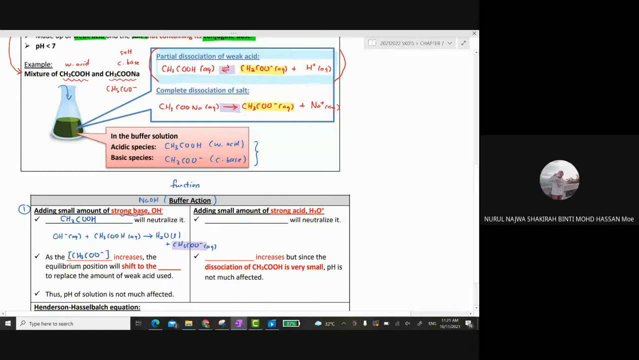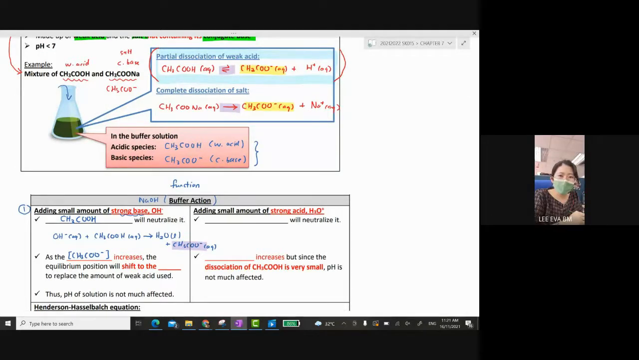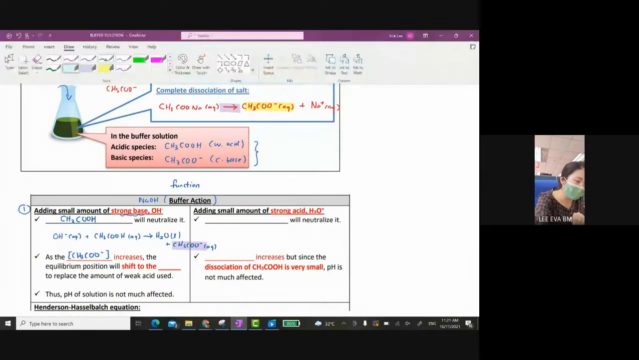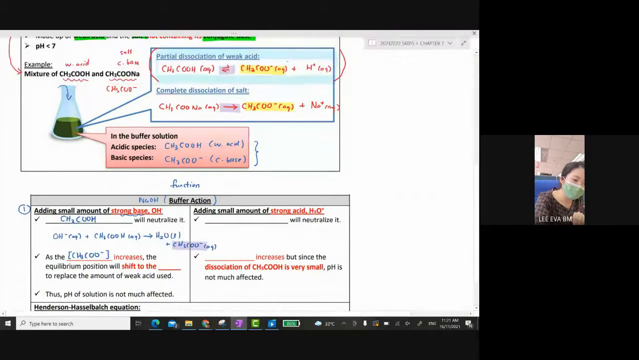Yes. Okay, so you look at the concentrations that I highlight in yellow, concentrations of the conjugate base. Kalau dia meningkat, increases, the concentration increases. Where is your equilibrium shift to? Left or right? Left. Okay, it will shift to the left as the concentration of your conjugate base increases. So equilibrium position shifts to the left to replace the amount of weak acid used.